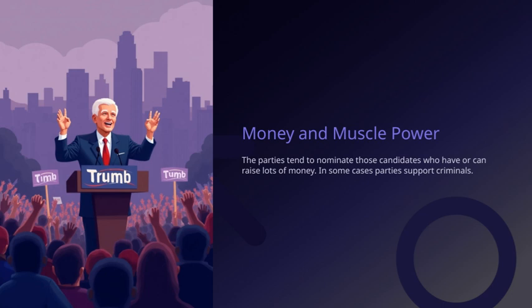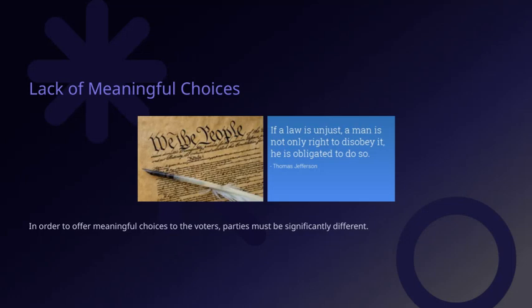This highlights how the influence of money and power can sometimes overshadow ethical considerations in the political arena. This ties into the overall theme of how financial and muscle power can shape political outcomes. It shows that a candidate's ability to raise funds and access resources can be just as important as their policies or integrity. In order to offer meaningful choices to voters, parties must be significantly different.